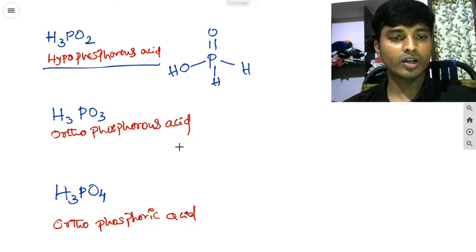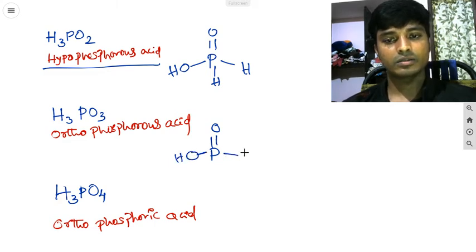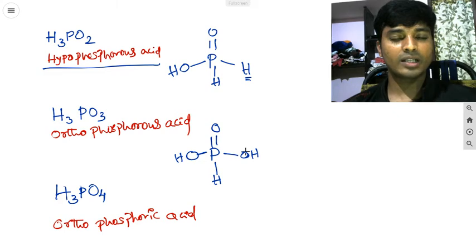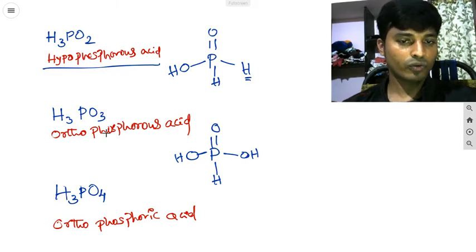So what is orthophosphorus acid? H3PO3. Now here one oxygen is extra. So to one H you can add that OH. So this is one of the important acids. Many times in the examination it is asked. So here I will add OH and H. Along with this hydrogen, one oxygen I have introduced here. So that is orthophosphorus acid.